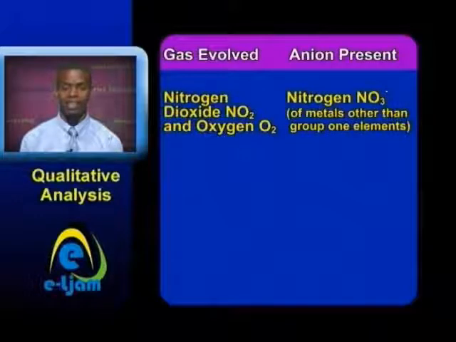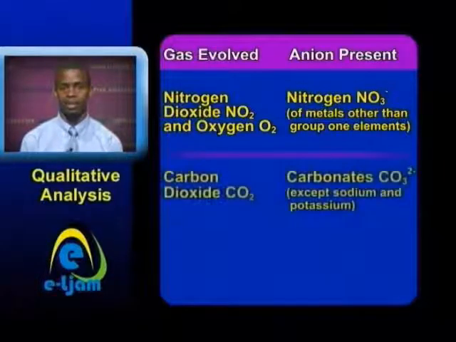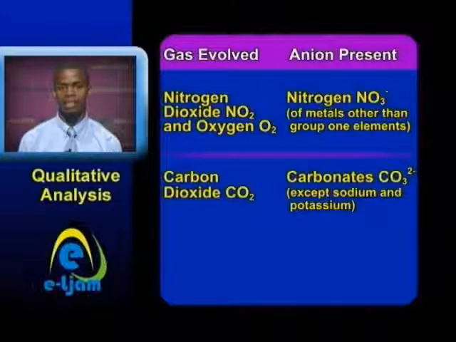Nitrogen dioxide accompanied by oxygen indicates the presence of a nitrate other than the metals of group 1. These nitrates of less reactive metals decompose to produce the metal oxide, nitrogen dioxide, and oxygen. The evolution of carbon dioxide indicates the presence of a carbonate other than sodium or potassium. These carbonates of less reactive metals thermally decompose to give the metal oxide and carbon dioxide.